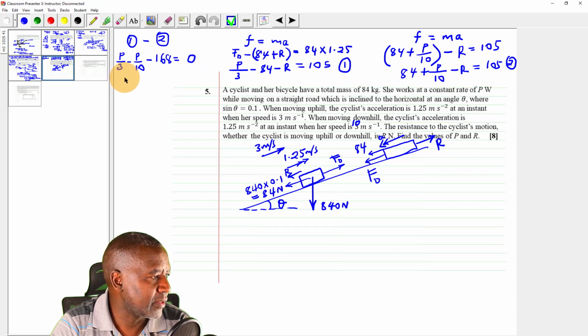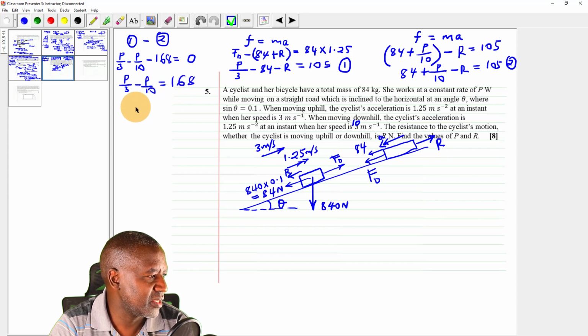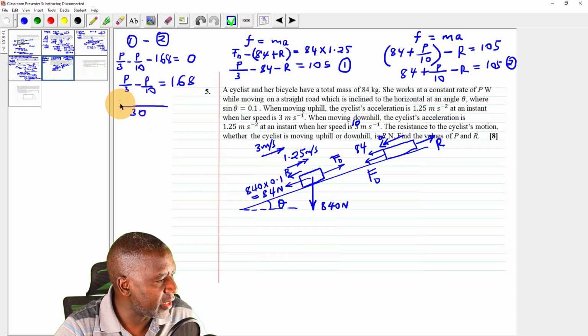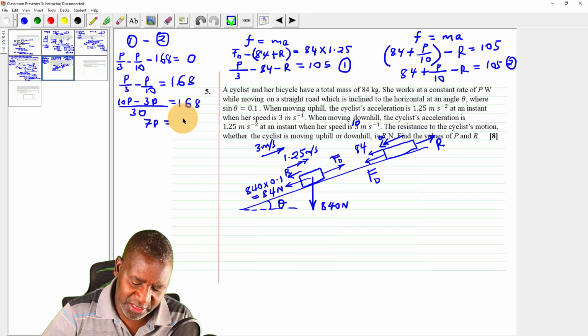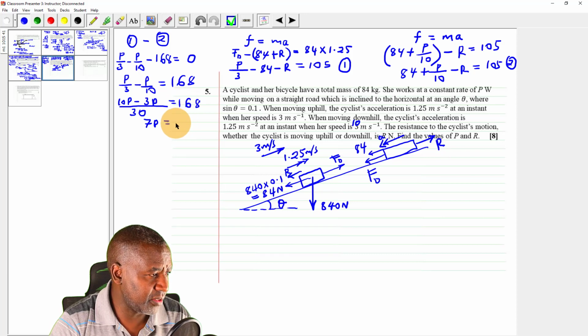So over here I have P over 3 minus P over 10 is equal to 168. Here I need to use the LCM, which is 30. So I have 10p minus 3p is equal to 168, and this one will be 7p is equal to 168 times 30. And that will be 5040.